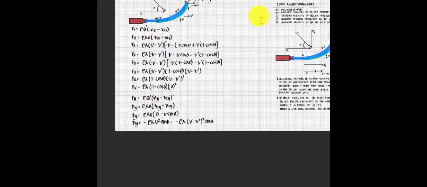What we have now is negative density, area, so this will be u squared sine of theta. Then the value of u, which is the change, so it will be negative density times your area times the velocity of the jet minus the velocity of the vane, that will be squared, multiplied by sine of theta.